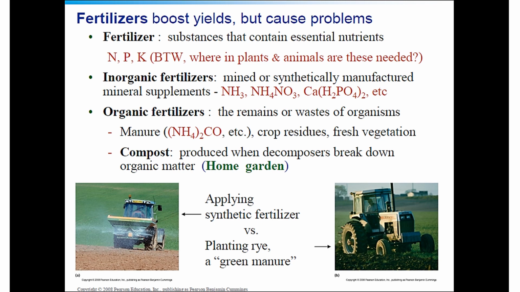Now, we also have a development on fertilizers. So, even before, fertilizers were used to boost yields on our crops and farmlands, but it also caused a lot of problems. So we know that a fertilizer is a substance that contains essential nutrients like nitrogen, potassium, and phosphorus.